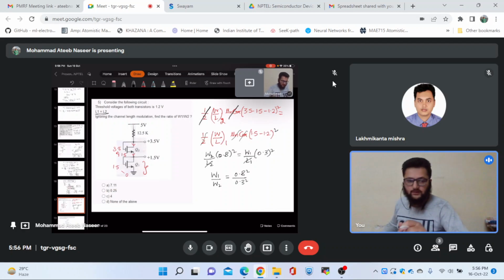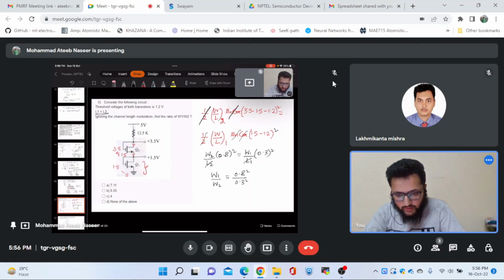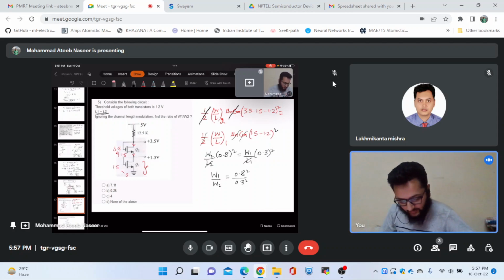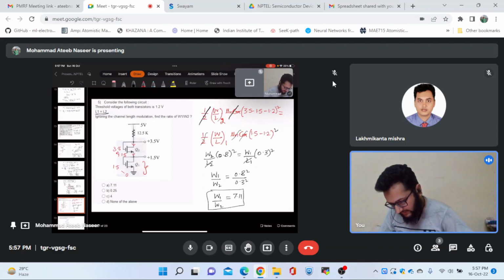Okay, let's use the calculator to calculate these values. So it is 0.8 into 0.8 divided by 0.3. Wait a second, there is some mistake. 0.8 into 0.8 divided by 0.3, divided by 0.3. I divided it two times. Okay, it is 7.11. This is the W1 by W2. And if we check the options, it is option A.